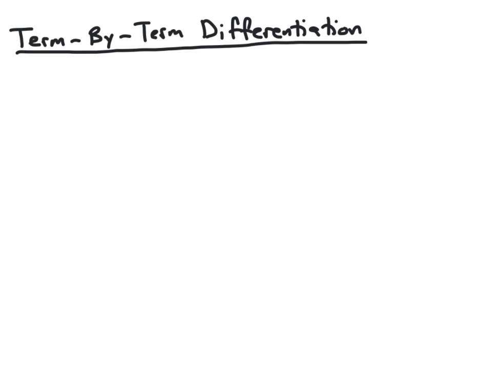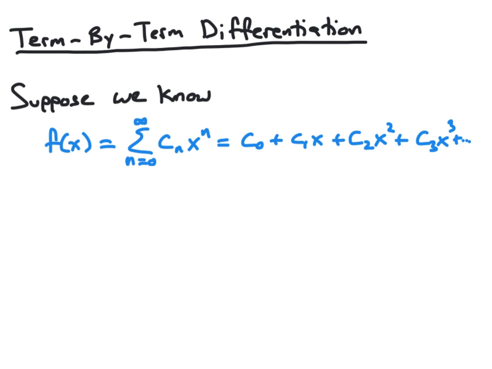In this video, we're going to discuss term-by-term differentiation of power series. Suppose we have a function f of x, and we know a power series representation for that function, say the series from n equals 0 to infinity of c sub n x to the n, which we can write out with the first few terms: c0 plus c1x plus c2x squared plus c3x cubed, and so forth.